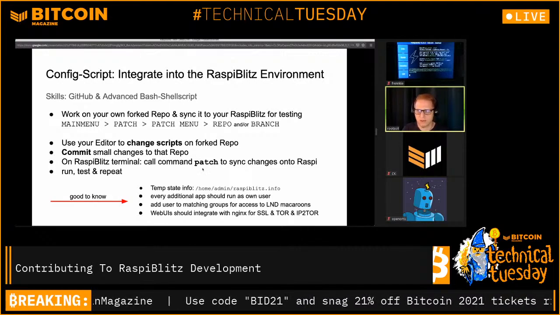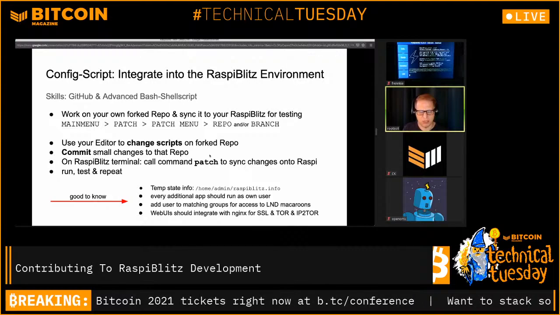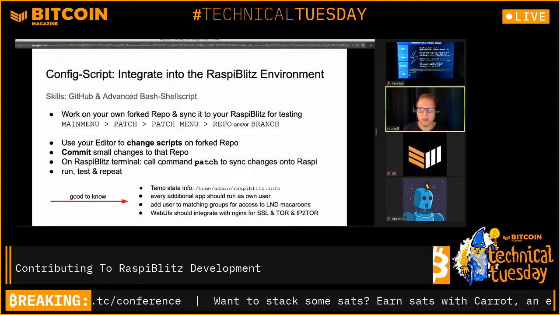You just type this into the terminal, and it will trigger the sync with the repo and the branch you have set up here, and then you can try out your changes. You run, test, and repeat this process until you think it's good and you'd like to make a pull request.